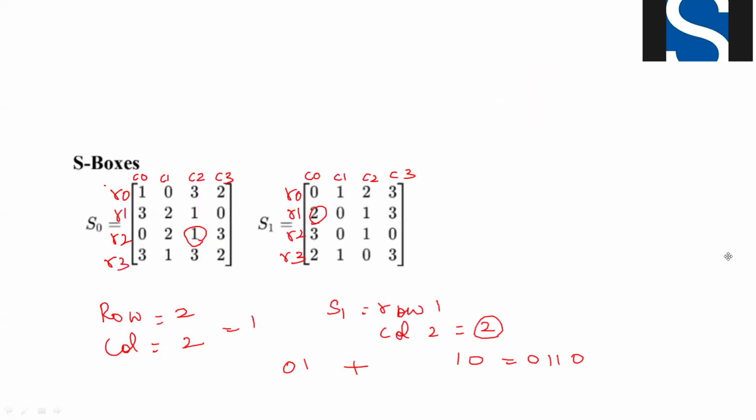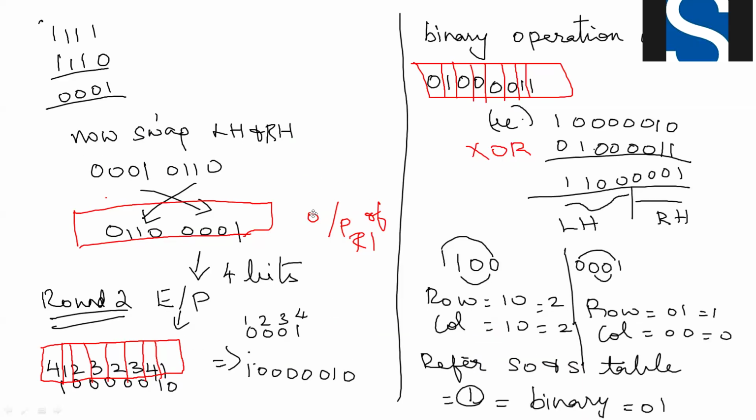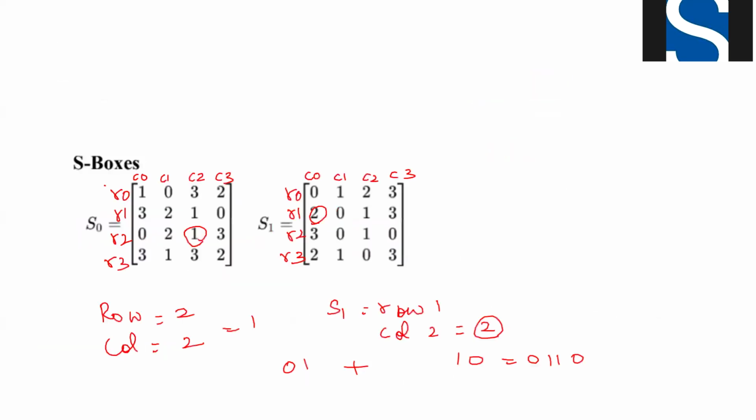So now let us look at the table. Row 2, column 2, the value is 1. So 1 means you can write it as 0 1. Next one is row 1, column 0. The value is 2. If you write it in binary, it will be 1 0.